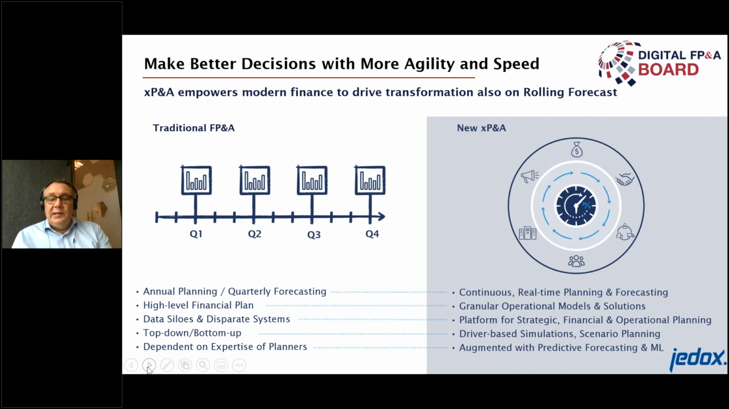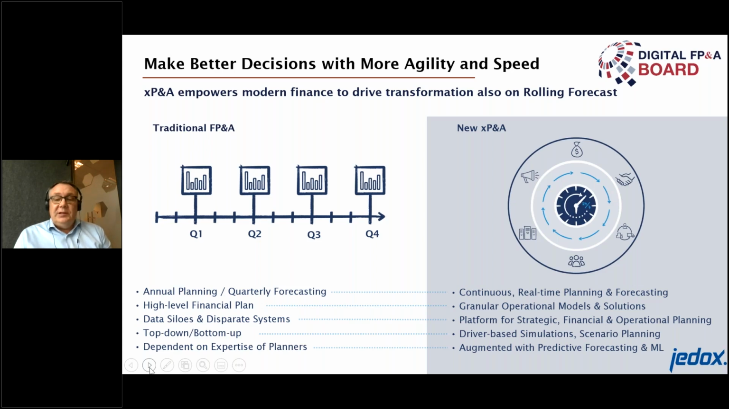So we want to go to continuous real-time planning and forecasting. We want to understand operational models and solutions granularly, and not only high-level financial plans. And we want to be driver-based with scenarios. And we want to have a platform for strategic, financial, and operational plans.